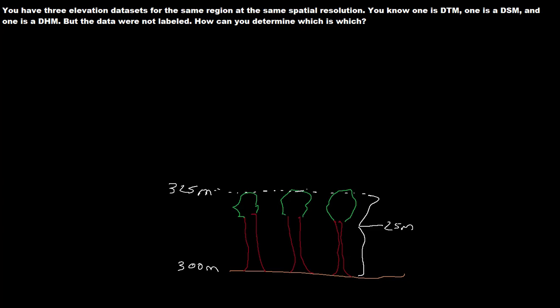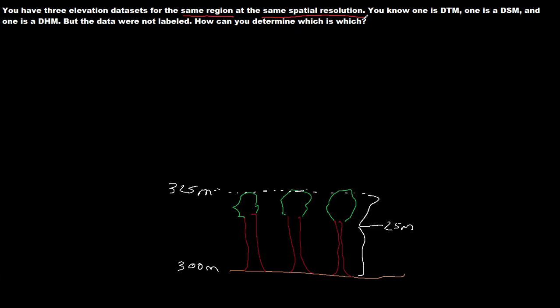I'm going to underline this idea of same region and same spatial resolution, because you cannot do this otherwise. If they're the same region and the same spatial resolution, you know you have one of each. You know you have a DTM, a DSM, and a DHM. But unfortunately, for some reason, when you downloaded the data, they weren't labeled to tell you which one was which. So the question is, can you determine?